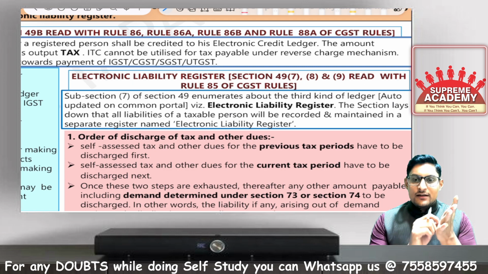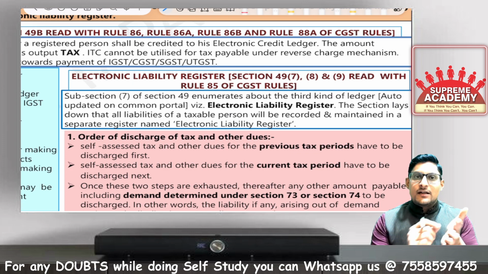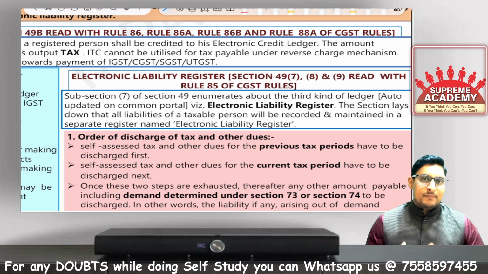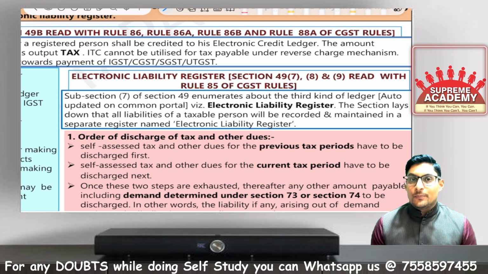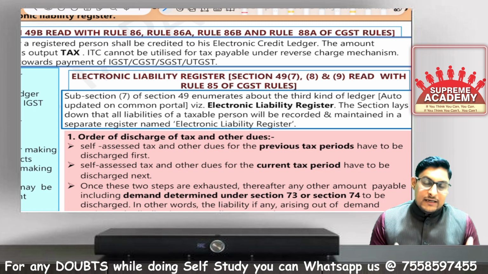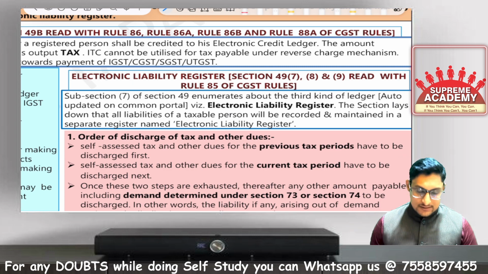Now, my name will be there in the electronic liability register. So it will say that Mr. Tushar Tapadia has not paid the tax for the last tax period. So, like this, it will be updated. If you are pending to pay current period tax, last period tax, or interest, late fee, penalty, any demand and recovery proceedings, all will be updated in the electronic liability register.